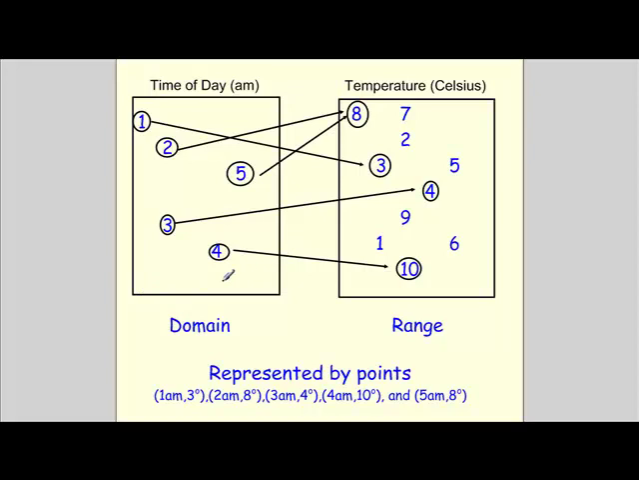The input values are called the domain, and these are the values that get plugged into the function, and the values that get outputted are called the range values. Okay, and down here we just have points that represent the time and degrees that we just talked about. So 1 AM, 3 degrees Celsius.